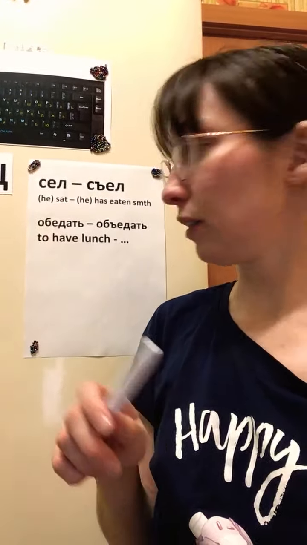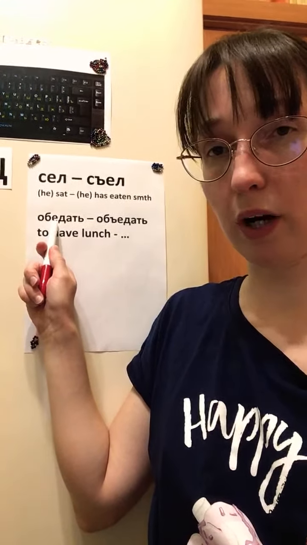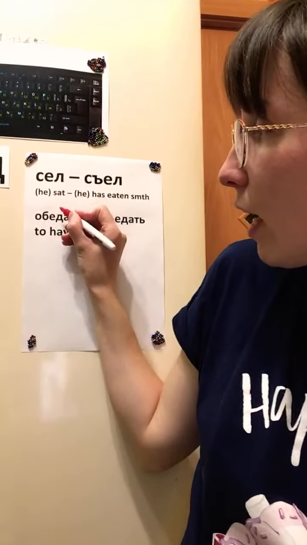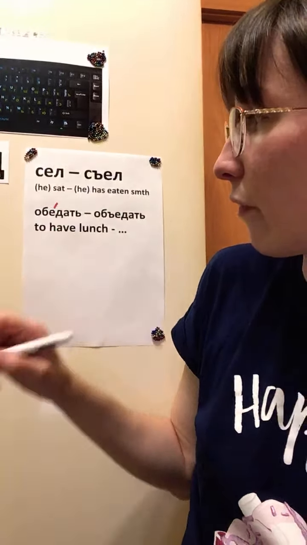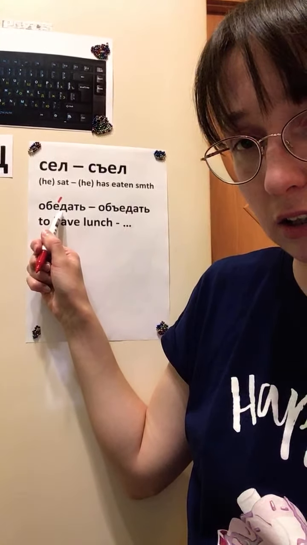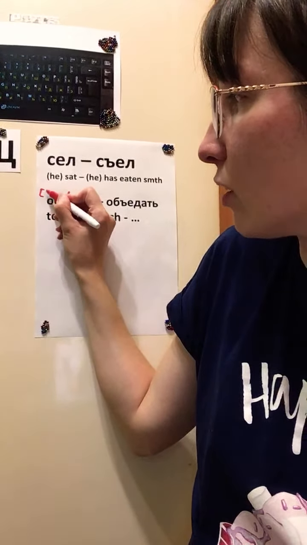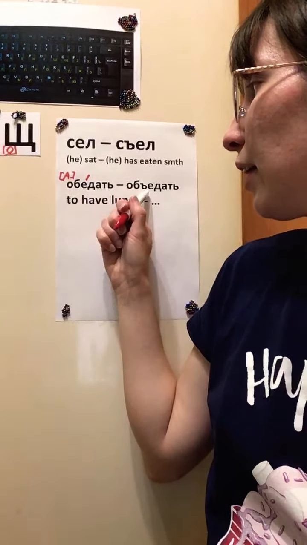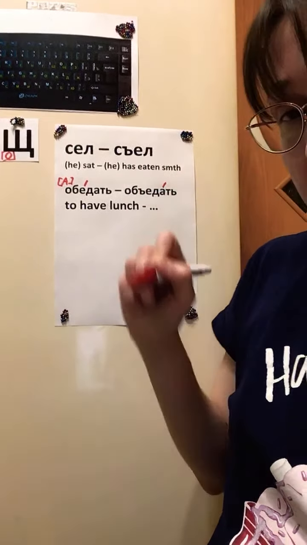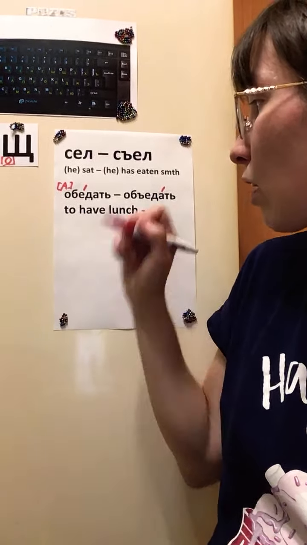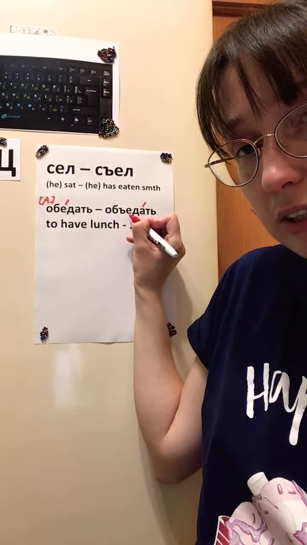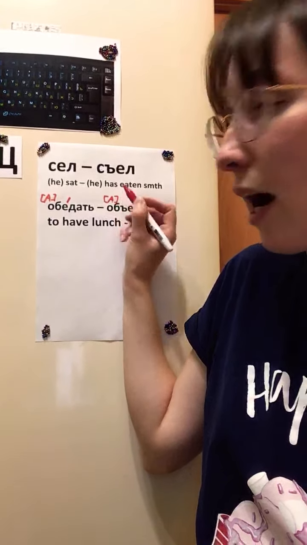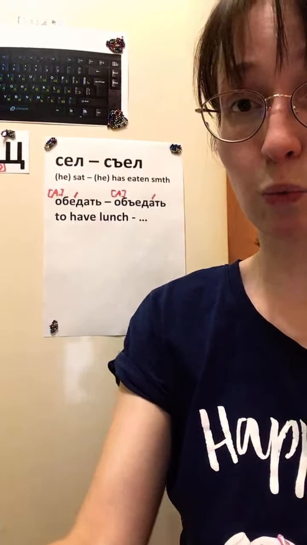The next words. The first one is to have lunch. And this vowel is stressed. We pronounce unstressed о like а. Here ye is stressed. Ye is pronounced like in the alphabet, unstressed о is pronounced like а. I didn't write this word's meaning.